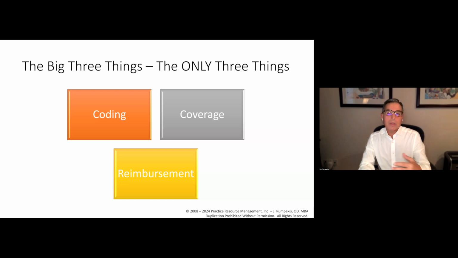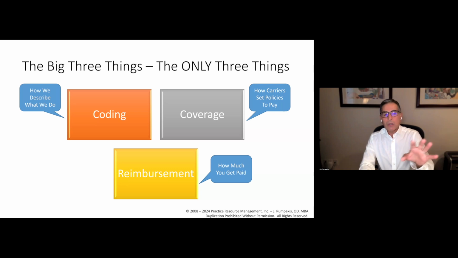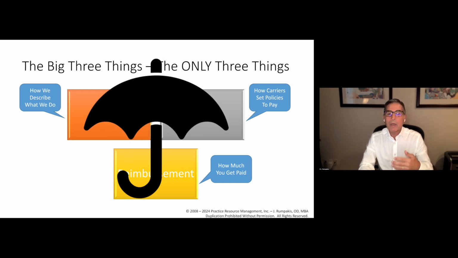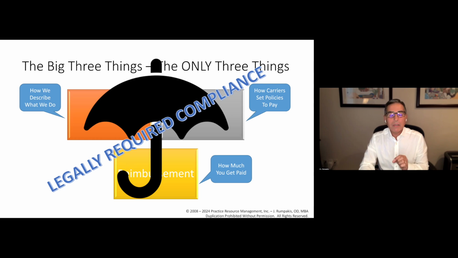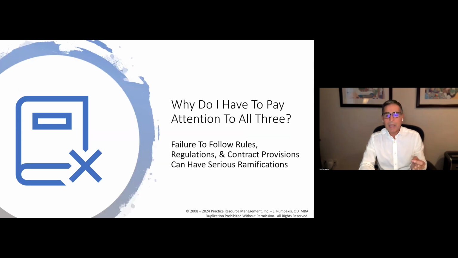Then, of course, reimbursement is what we've agreed to be paid by contract from a payment assistance program, such as insurance. So again, coding, how we describe what we do. Coverage is how carriers set policies to pay and how much they'll pay. And reimbursement is, again, our contracted rate of reimbursement. I bring these up because all of these things come under the umbrella of legally required compliance. And why do we have to pay attention to all three? Because all three are required by law.